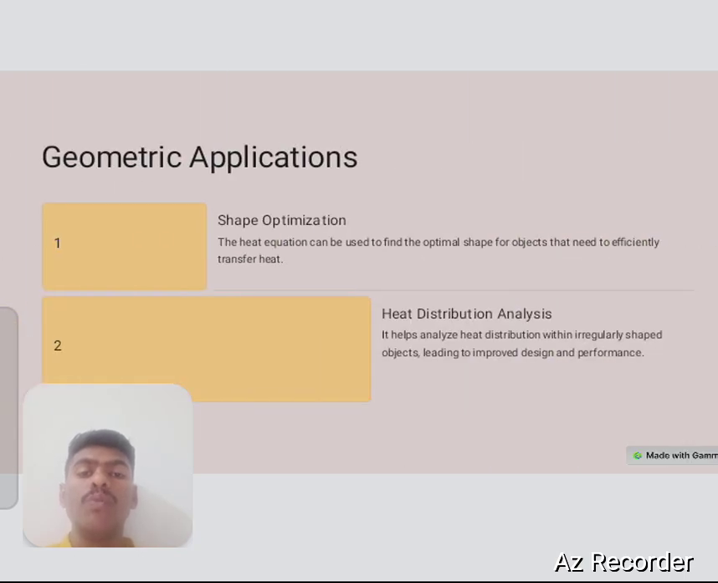Let's move on to the geometric applications. They have two geometric applications. First one is shape optimization and second is heat distribution analysis. In shape optimization, the heat equation can be used to find the optimal shape for objects that need to efficiently transfer heat. In heat distribution analysis, it helps analyze the heat distribution within irregularly shaped objects, leading to improved design and performance.